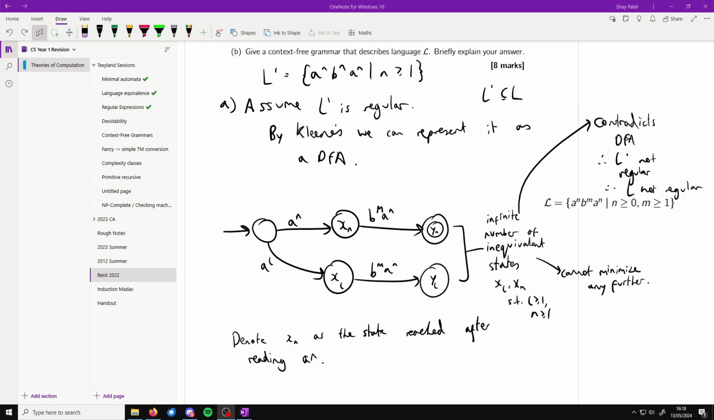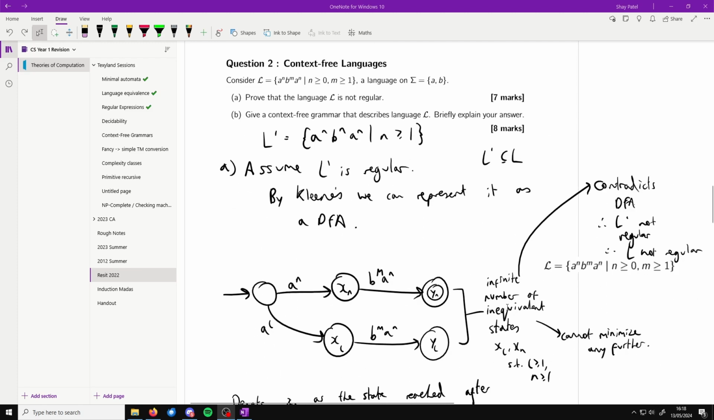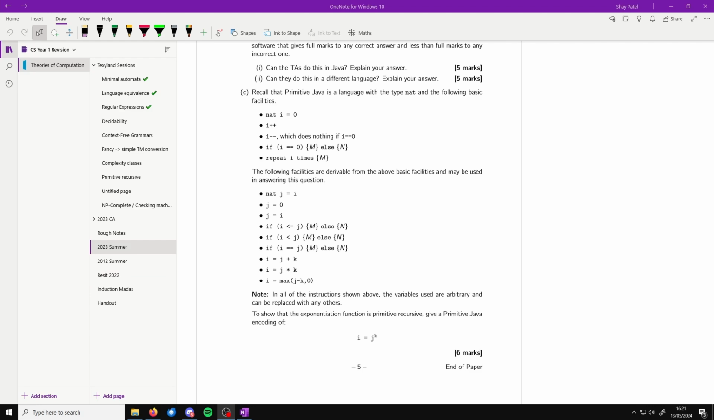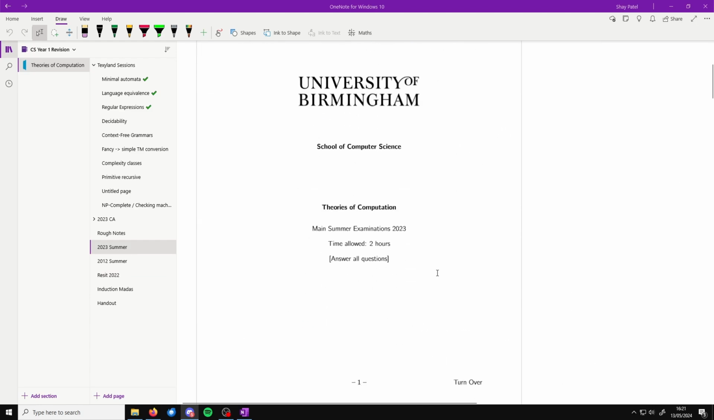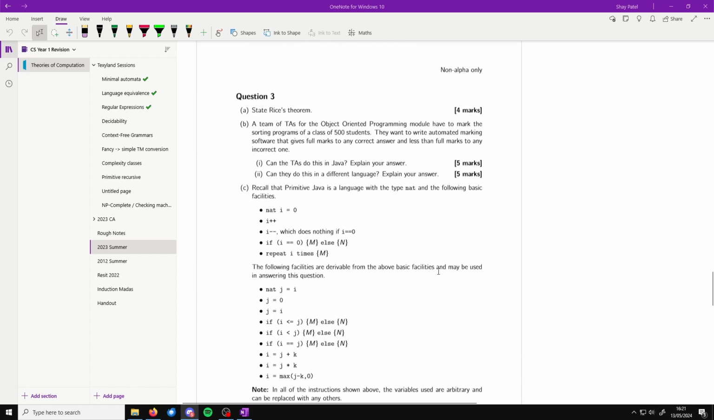Yeah. Where's C come from? Oh yeah, I'm doing a different question. I'm just thinking. Okay, let's look at this. 2023 summer paper, part C on question 3.